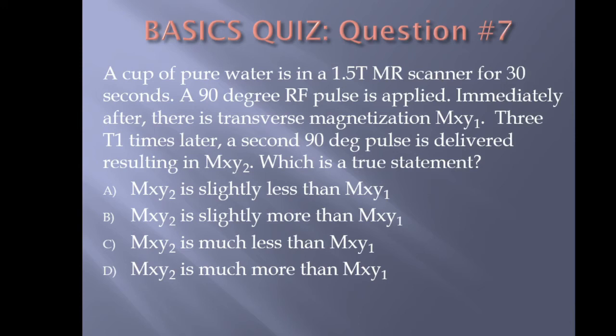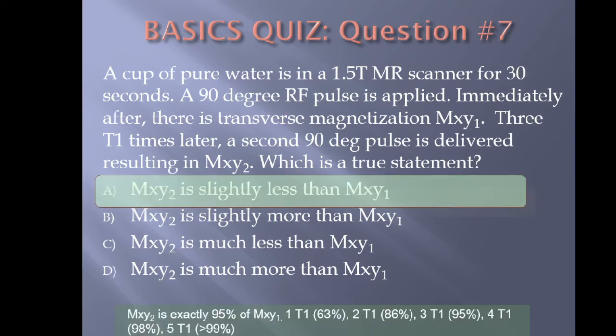Immediately after, there's a transverse magnetization, MXY1. At 3 T1 times later, as defined by that water, a second 90-degree pulse is delivered, resulting in MXY2. Which of the following is a true statement? MXY2 is slightly less, MXY2 is slightly more, MXY2 is much less, or MXY2 is much more? Slightly less, very good. In fact, it's exactly 95% of MXY1.